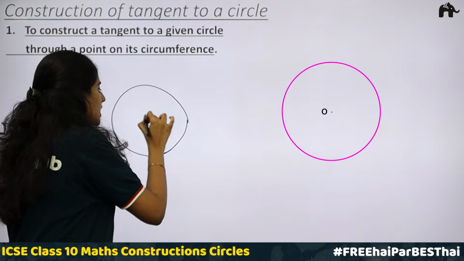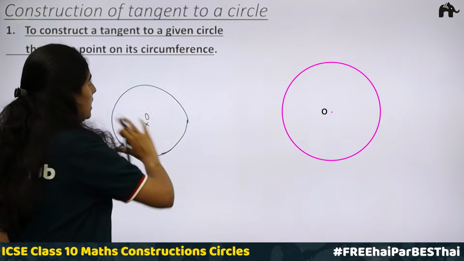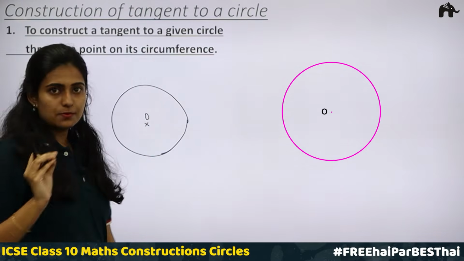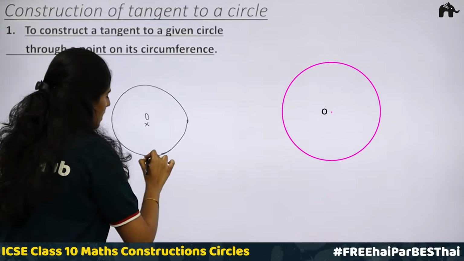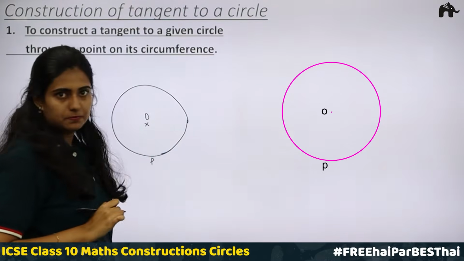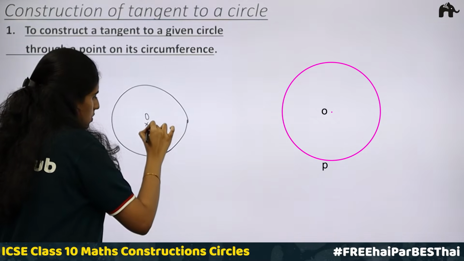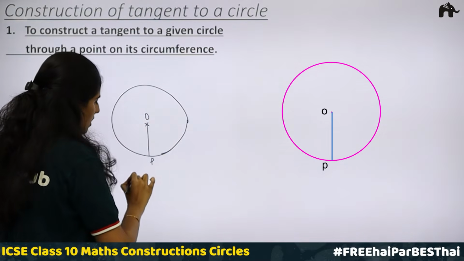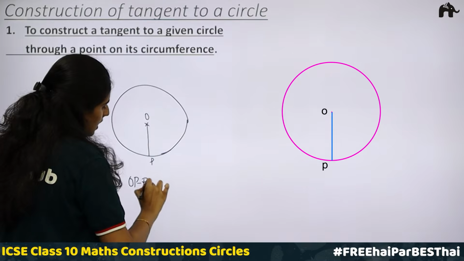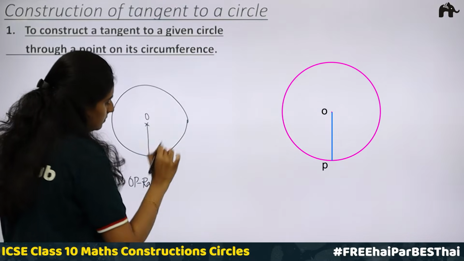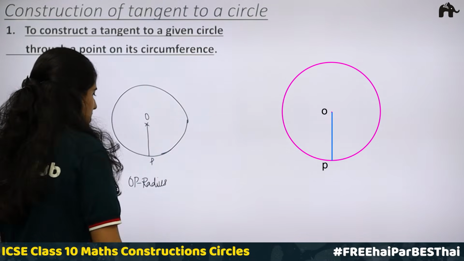I am taking center as O. Now, consider any point on the circumference of the circle. Here, I will take a point P. The first step is, I am joining these 2 points O and P. What is OP? OP is the radius of the circle. We got the radius of circle.